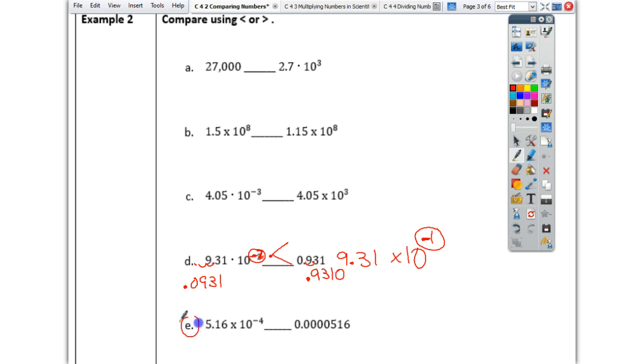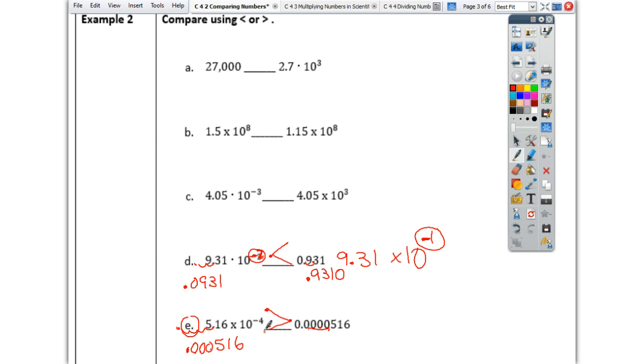All right, and the last one, E. Looking at this, let's turn this one into standard form. So -4, 1, 2, 3, 4. So I'm going to have to add 3 zeros. Now, which one's bigger? This one has 4 zeros, and this one only has 3 zeros. So which one is smaller? The one with the 4 zeros here is smaller. This one's larger, so we have greater than.